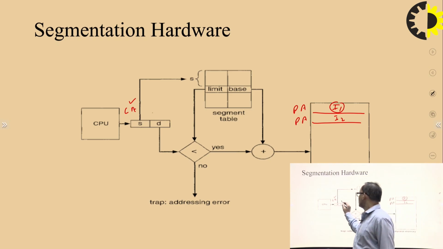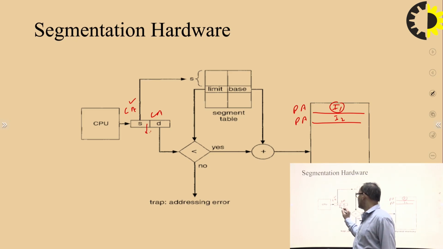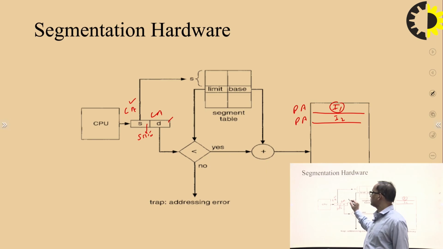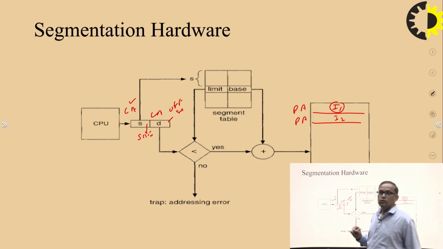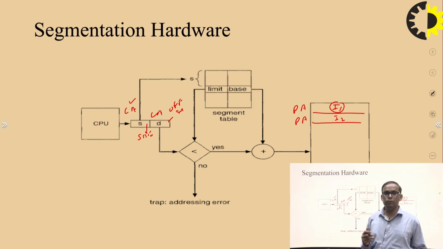This is our logical address, and the logical address is divided into two parts. The first part is known as the segment number. This S is the segment number, and this D is the segment offset. So the segment offset basically represents the location of a particular data inside the segment.